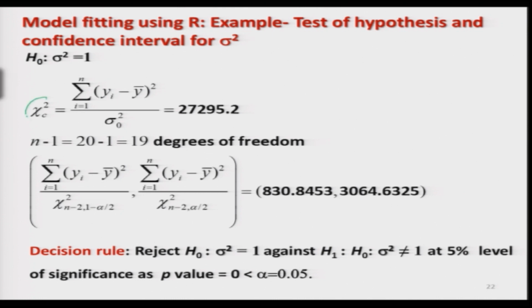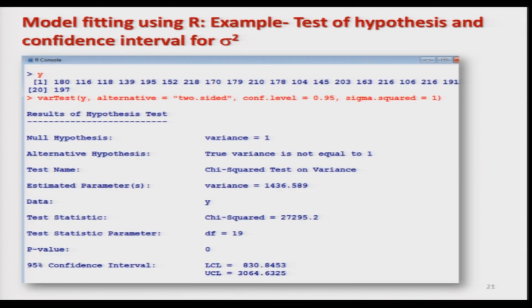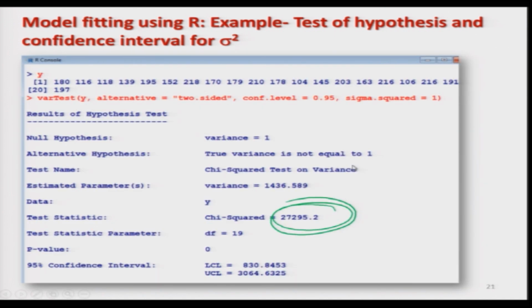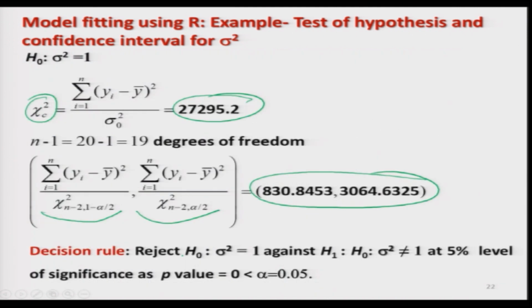This chi-square value is coming out to be 272.95, which you can see here. And then we have the lower confidence limit and upper confidence limit, which are indicated here. Based on that you can take a conclusion: since the p value is equal to 0, which is smaller than alpha, your H naught, sigma square equal to 1, is rejected. So, this will give you an idea about the variability.